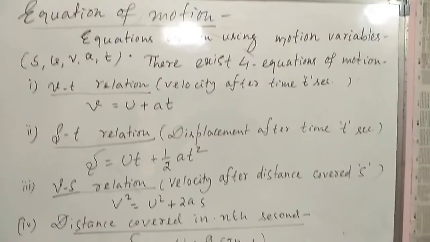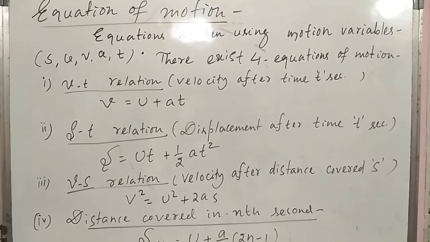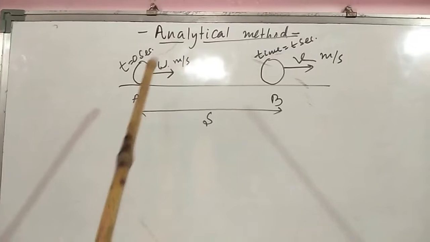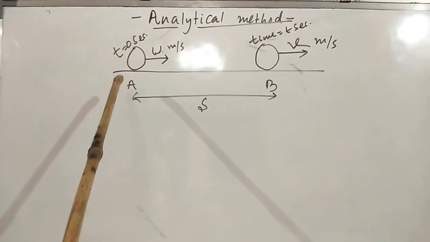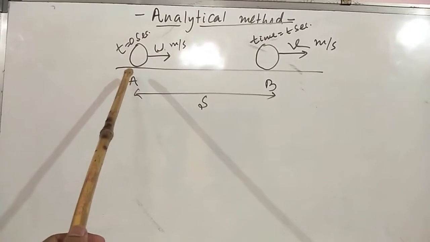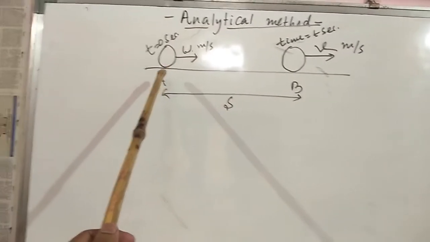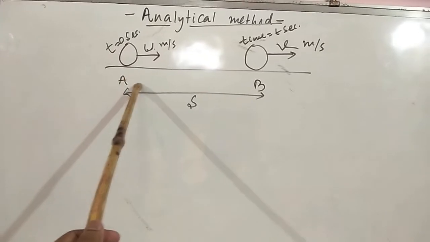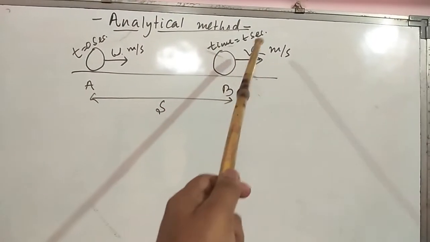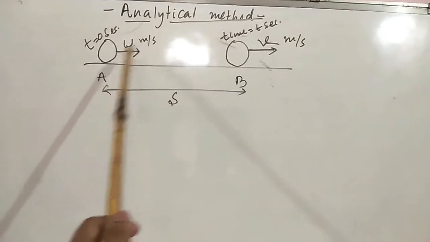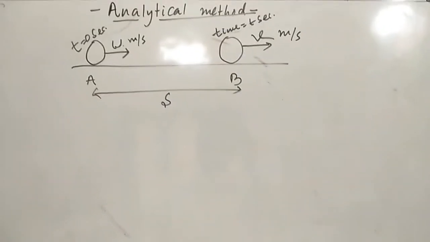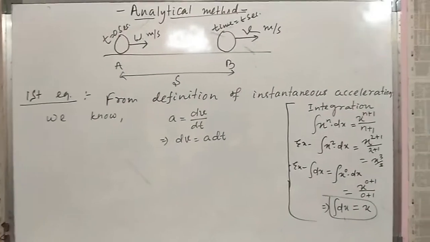We will start deriving these equations both by graphical and analytical methods. Analytically, we will derive how. You see there, an object starts its motion from A with initial velocity u meter per second at time 0 second, and after covering s its speed increases to v meter per second after time t second. Then we want to relate these motion variables in various forms of equations. So let us start deriving the first equation of motion.